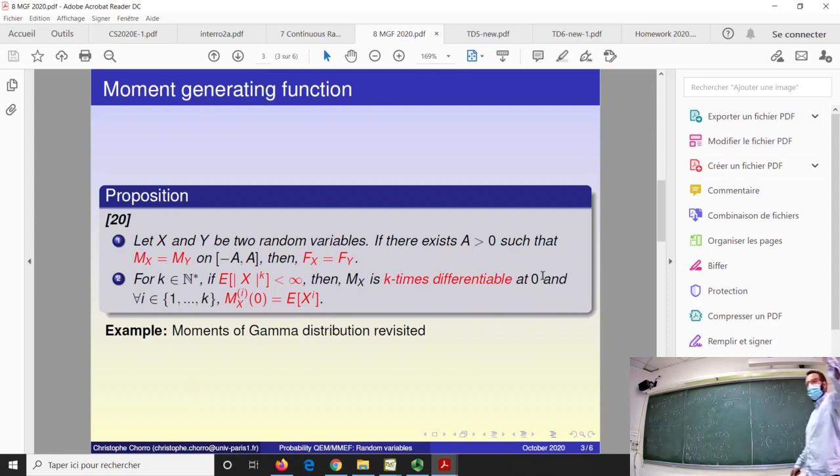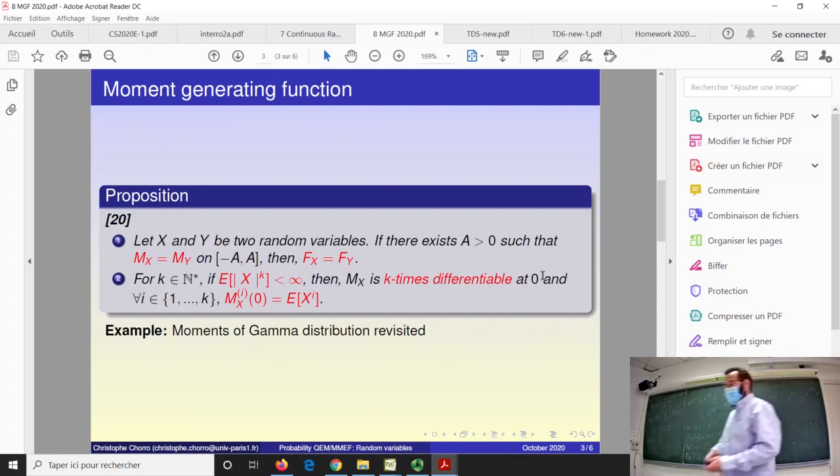If the expectation of x squared is finite, then the moment generating function at 0 is twice differentiable, and in order to compute it explicitly, I just have to compute the second derivative at 0, and so on. Here, it's not that complicated, because it's a so-called theorem in probability theory. And I just want to show you quickly what this is.